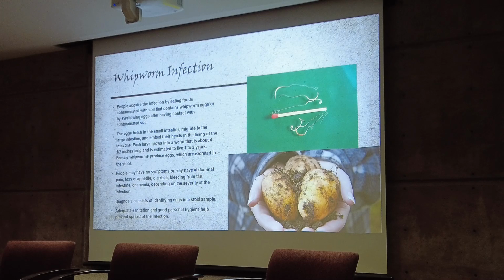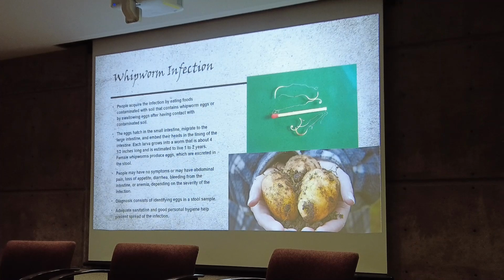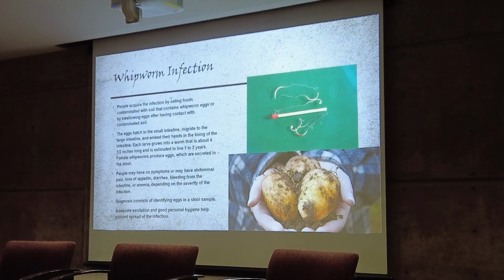Whipworm infection. People acquire the infection by eating foods contaminated with soil that contains whipworm eggs or by swallowing eggs after having contact with contaminated soil. The eggs hatch in the small intestine, migrate to the large intestine, and embed their heads in the lining of the intestine. Each larva grows into a worm that's about 4.5 inches long and is estimated to live 1 to 2 years. Female whipworms produce eggs which are excreted in the stool.